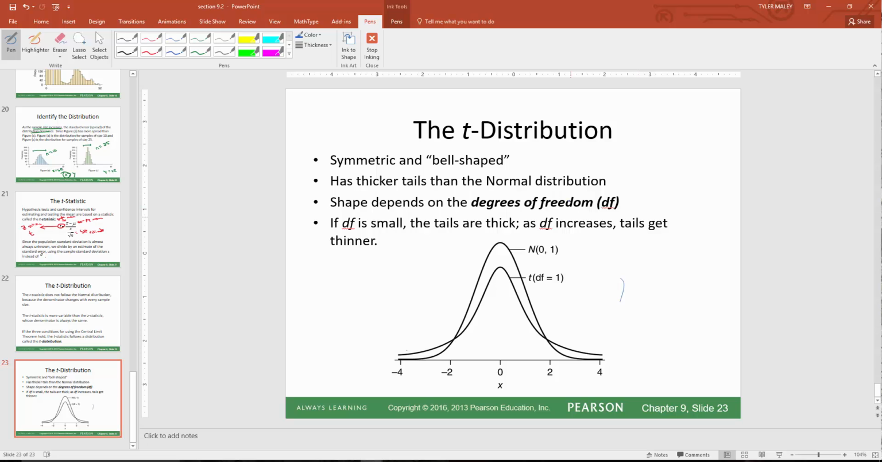Also, my shape is going to depend on what we call degrees of freedom, right? And we're going to learn more about that, right? So depending on what the degrees of freedom, my t shape changes, right? And we'll learn some more about that in the future. So if my degree of freedom is small, then my tails are thick, right? As my degrees of freedom increases, my tails get thinner. So as my degrees of freedom get larger, then we become more normal distribution. My tails get thinner, right?